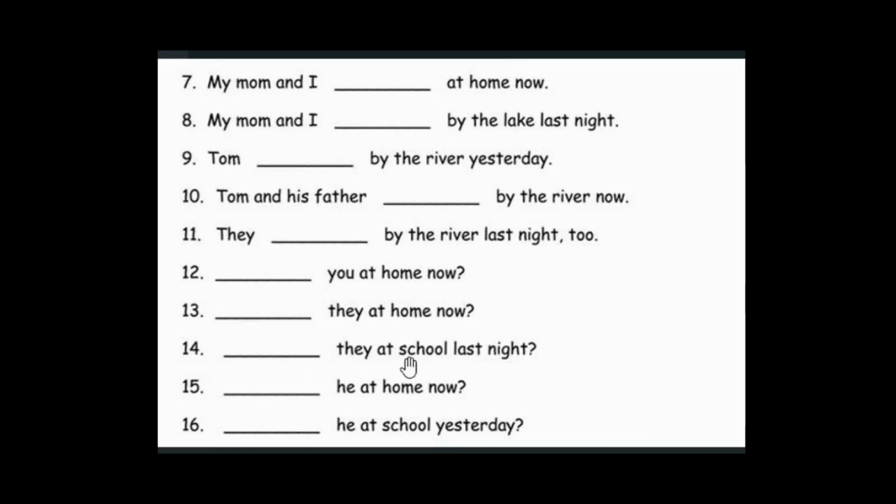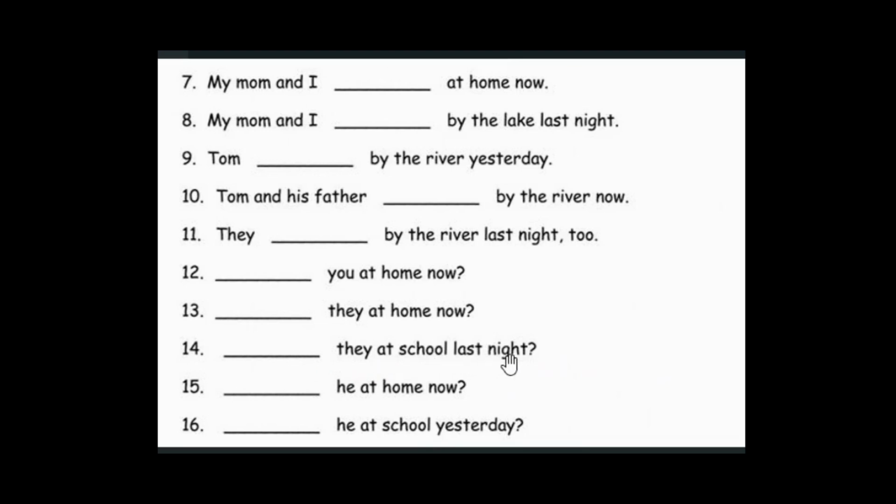Next one: dash they at school last night. Here it has changed. Last night means yesterday night, a finished action. So for a finished action, we should ask, were they at school last night? Were they at school last night? Since the action has completed, we should use were. So to get to know whether these people were at school yesterday night, because it has completed in the past.